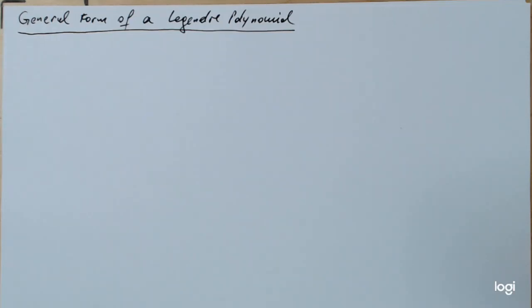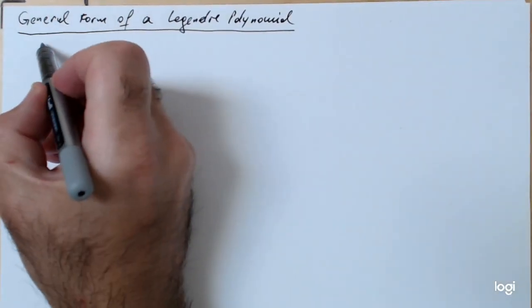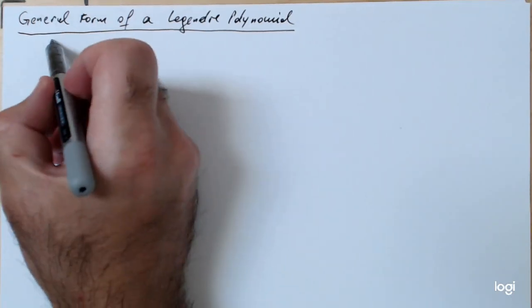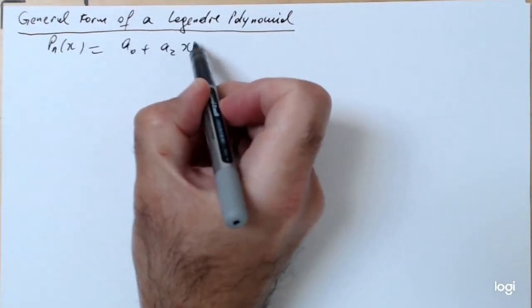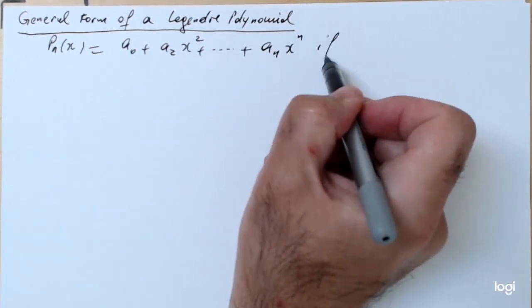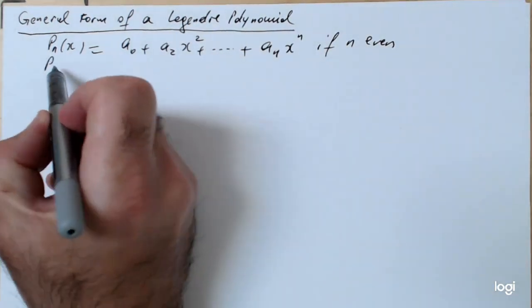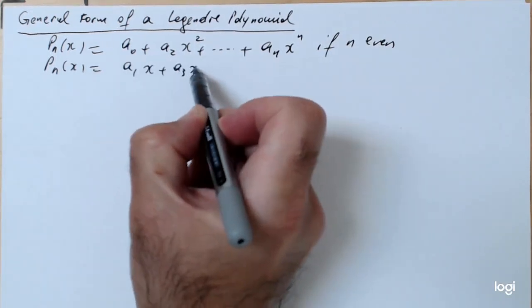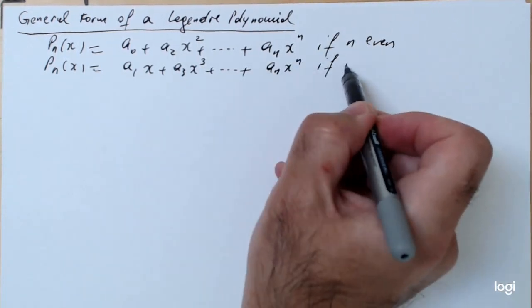Okay, so at this point, we know already that Legendre polynomials basically are of two types, right? We could have even Legendre polynomials. So Pn of x would be of the form a0 + a2x² + ... + an x^n if n is even, if you have an even degree, or you have it of the form a1x + a3x³ + ... + an x^n if n is odd.